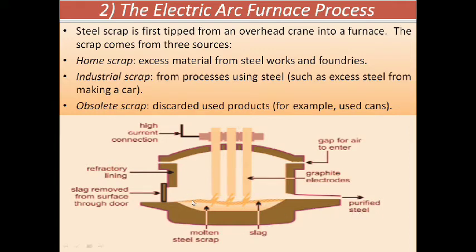Here this is the slag. This is the slag removed from the surface through the door. The yellow slag is removed by using this door. These are the refractory linings. These are the graphite electrodes, which are used for passing the current, and here the molten steel scrap is heated. This is the high current connection. This is the gap for air to enter.